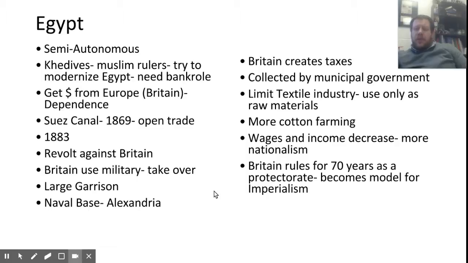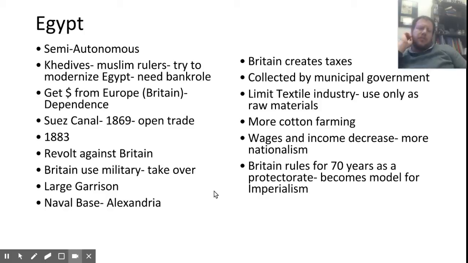Now, we're going to show you some examples here about how different colonial systems worked in Africa, and then we'll be discussing these in class as we go on. But Egypt was the first example. Now, Britain had controlled Egypt for a long, long time. Napoleon had fought wars there against the British. Essentially, it was a semi-autonomous state where Egypt was still there, but Britain still kind of controlled it.